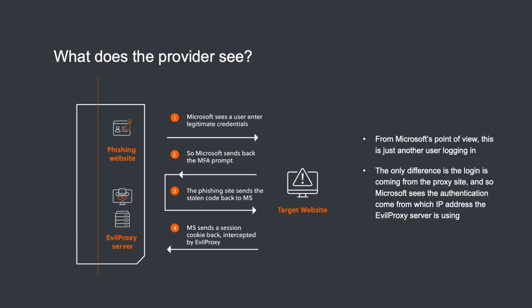So essentially, to break it down, EvilProxy is allowing a threat actor to intercept an MFA code, use it and then log in as if they had access to the individual's device, where maybe, as you said, an authenticator code or an SMS was sent to that individual.